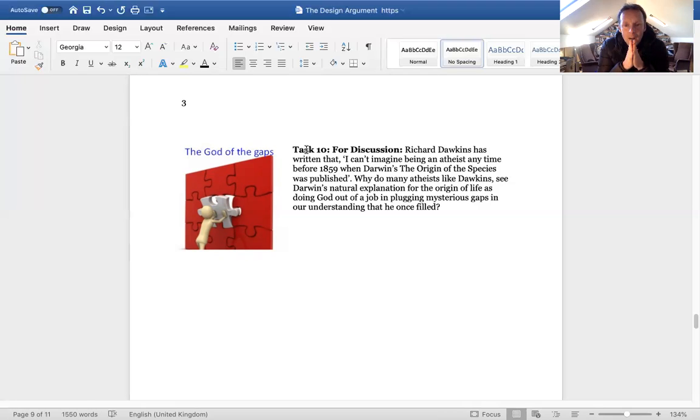So why do many atheists like Dawkins see Darwin's natural explanation for the origin of life doing God out of the job? Because biology has provided a fairly exhaustive explanation from the primeval soup and primitive amoeba to human beings and their evolution. And so within a natural framework, not a supernatural one, within a natural framework of biology and genetics, we can have an explanation for human origins. And that, for Dawkins, seems to do God out of the job.